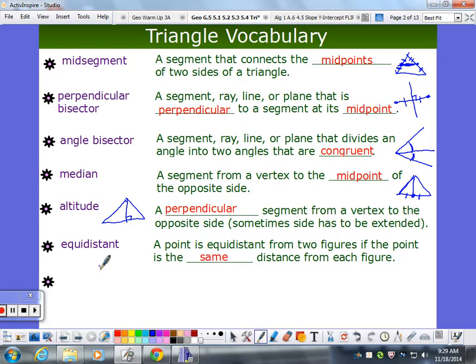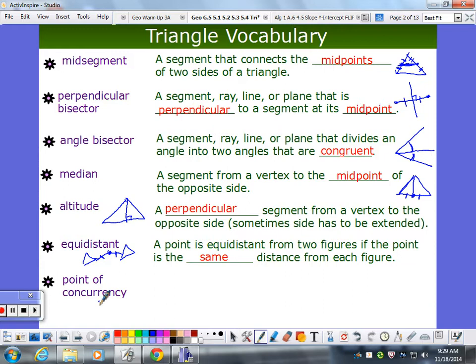Okay. So how do you draw equidistant? There's any number of ways. So I'm just drawing two figures here. So if you have a point and it's equidistant, you actually drop perpendicular to it, but it's the same distance. This point is the same distance, and distance we usually measure in perpendicular, but equidistant, same distance.